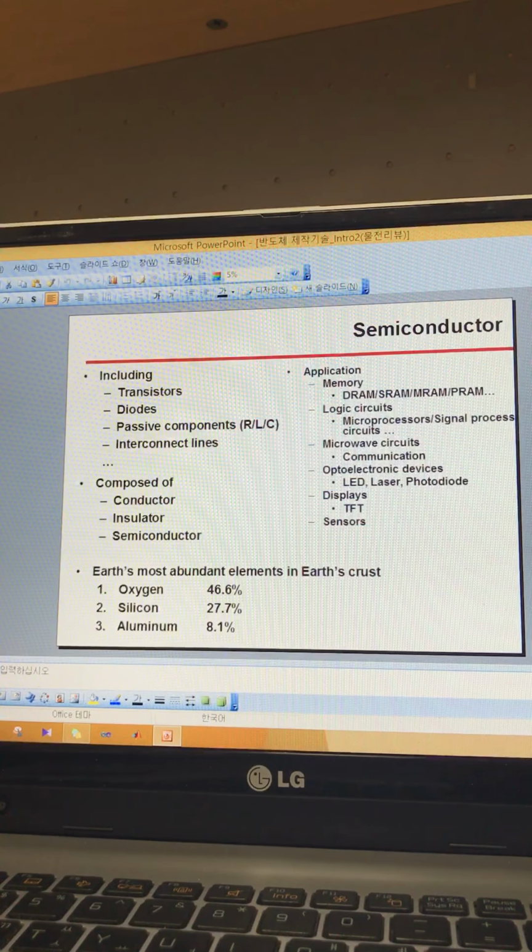A semiconductor device is made of many structures, including transistors, diodes, passive components, and interconnect lines, and is composed of conductors, insulators, and semiconductors. Applications are memory, logic circuits, microwave circuits, optoelectronic devices, displays, and sensors. Semiconductors are made of silicon because it is an abundant element in Earth's crust.